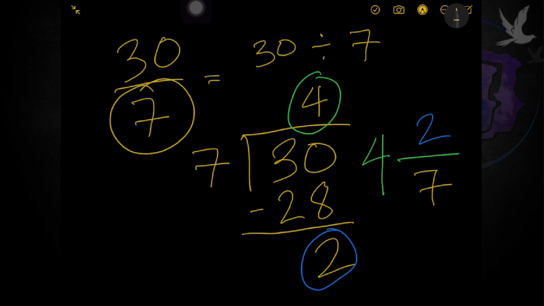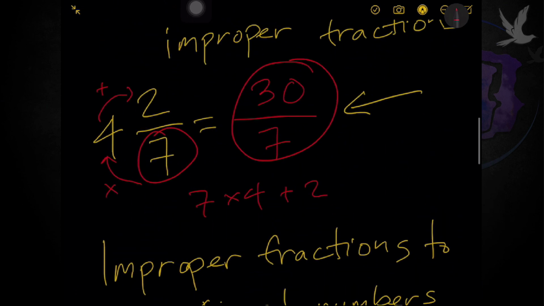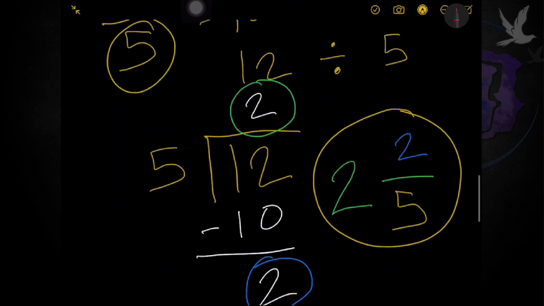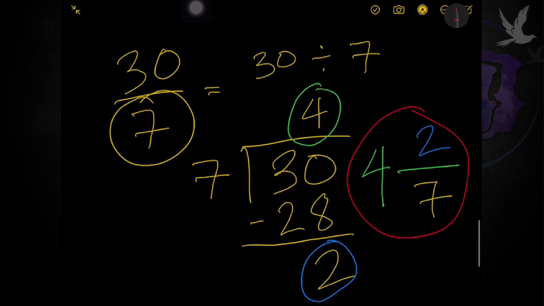Ganun lang kadali. Okay? So, check down natin. Is this the same thing as what we did earlier? Is 30 divided by 7 equivalent to 4 and 2 over 7? Let's see. 4 and 2 over 7. Correct. So, you can actually make use of this as checking. Ganun lang kadali ang mixed numbers to improper fractions and vice versa. Improper fractions to mixed numbers as well. So, napakadali lang. Okay? So, yun lang.